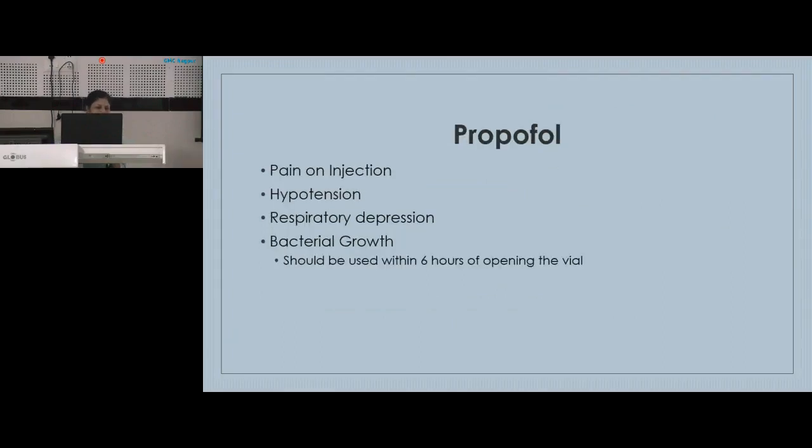Other side effects are pain on injection, hypotension, respiratory depression, and it is a good culture medium for bacteria. So it should not be used after more than 6 hours of opening the vial. It should be discarded.